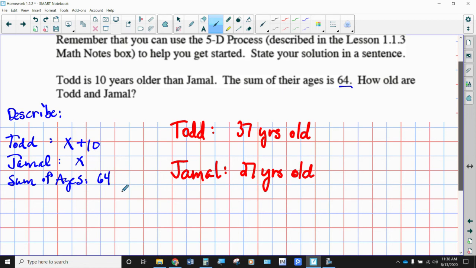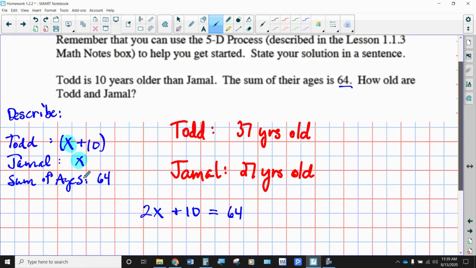So we could go through and do a guess and check like I was just doing. If Jamal is 30, he's 40, but that's supposed to be 64. That's 70. That's too much. And so you can do it that way, or we could set up the equation, right? So we know that we have two x's there, plus 10 is going to be equal to 64, right? X plus 10 plus x is equal to 64.